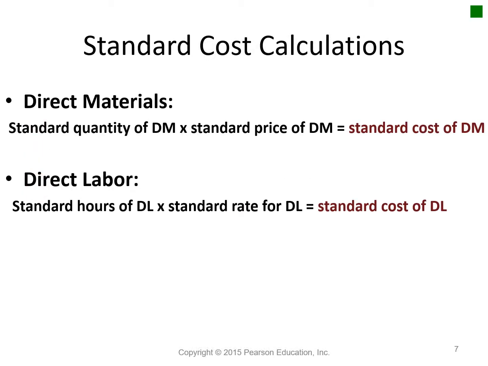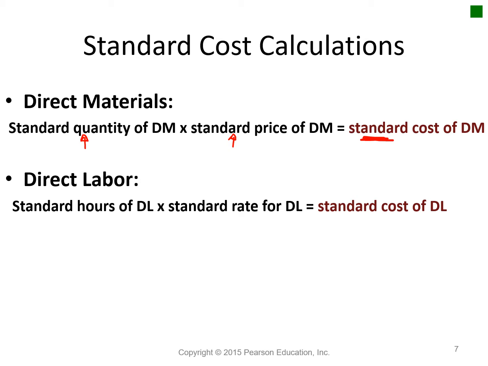So to calculate the standard cost for direct materials, what you do is you take what they call the standard quantity of direct materials. Again, this is some sort of budgeted number that will be given in a problem. You'll take this and multiply it by a standard price. That's typically a price that you set that you would pay for raw materials. And then when you multiply these, that's going to be your benchmark. That's going to be your standard cost of materials.